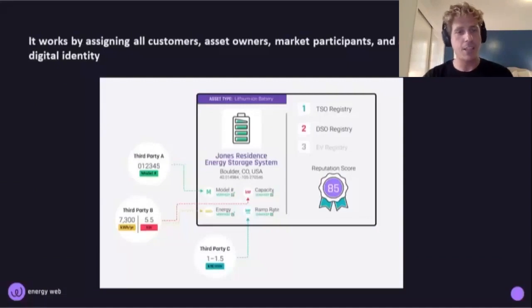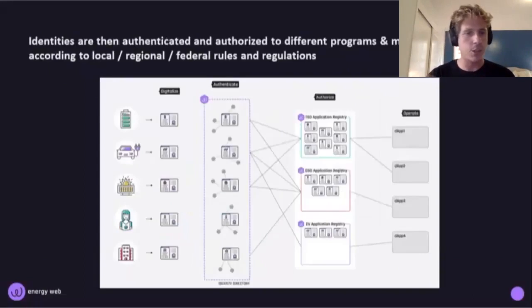But then if we go to the next step, we take all of those identities, which on this chart are on the left. So you see a battery, an electric vehicle, a solar system, a customer, a smart building. Those digital identities are then authenticated and authorized to participate in different markets. And this is the basis upon which every single application in our ecosystem is being built.